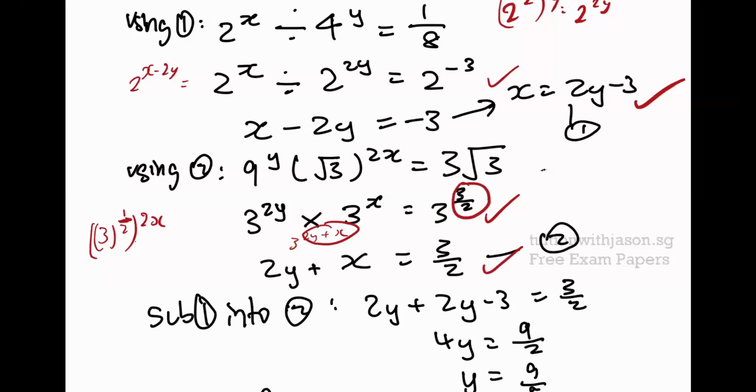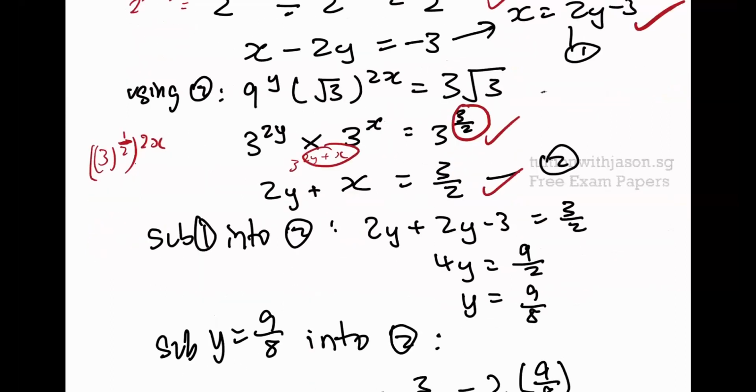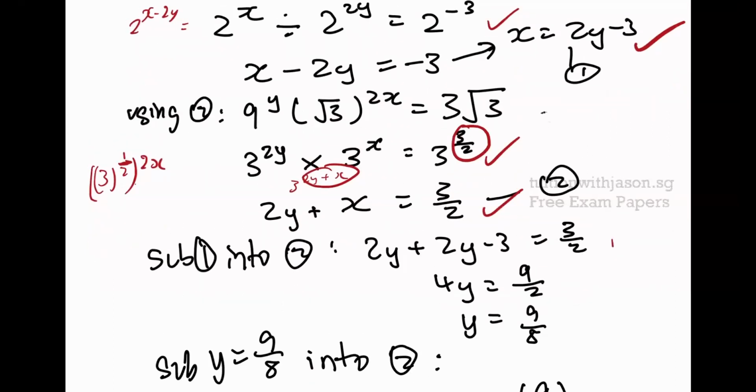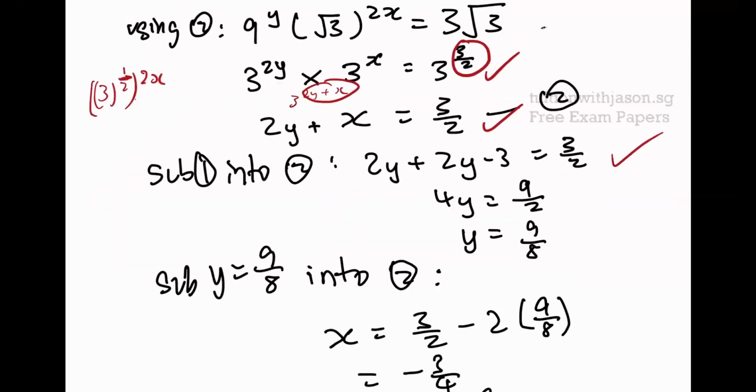Okay, good. So now you have equation 1 and 2, sub 1 into 2. So 2y plus x, which is 2y minus 3 equals 3 over 2. From there, you get 4y equals 9 over 2. Then divide by 4, you get 9 over 8.